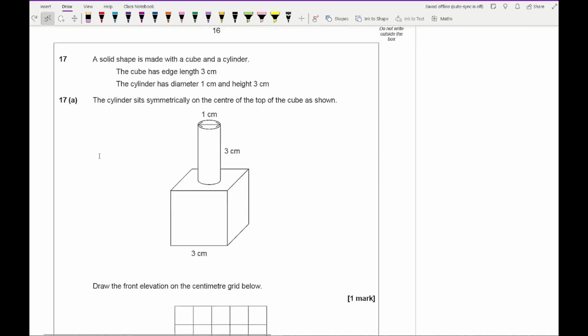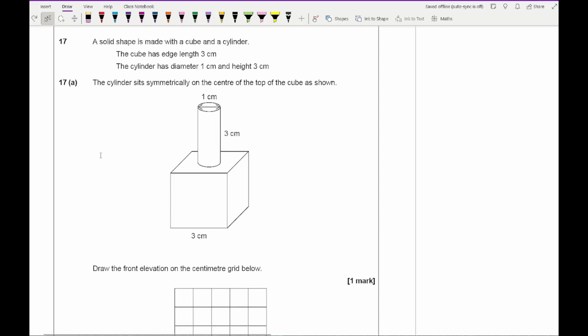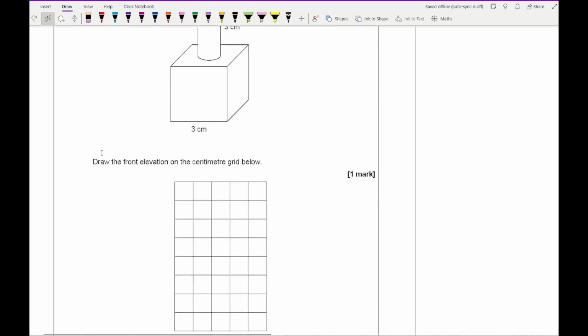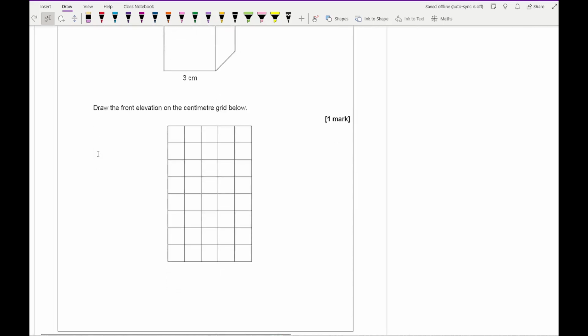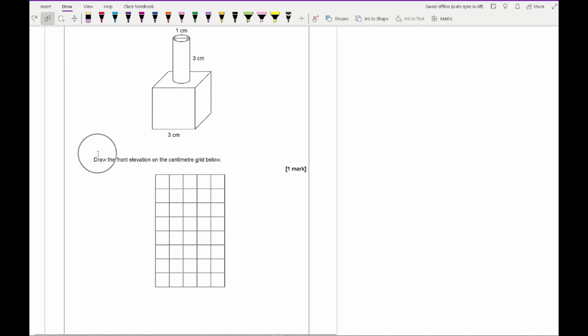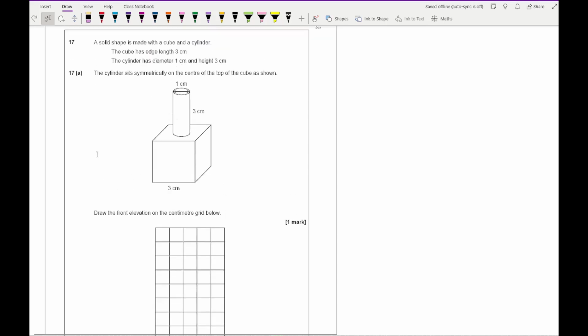Moving on to question 17, it says that a solid shape is made from a cube and a cylinder. The cube has edges of 3 centimeters and the cylinder has a diameter of 1 and a height of 3 centimeters. The cylinder sits symmetrically on the center of the top of the cube as shown, and the question is asking us to draw the front elevation on the centimeter grid below. So if I just zoom out so we can see all of this in its entirety.